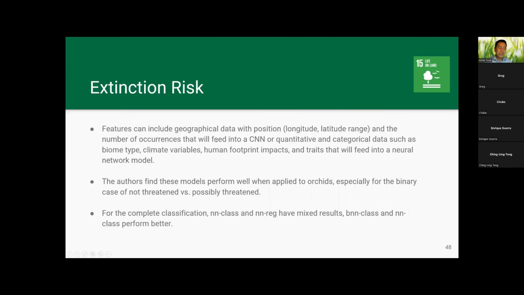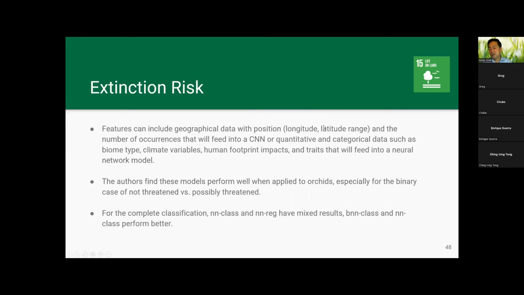So the features that they have used could be like the position, right? Region, where is it, right? Number of occurrences, right? And so this kind of data can then have climate variables, footprints, or so as features.